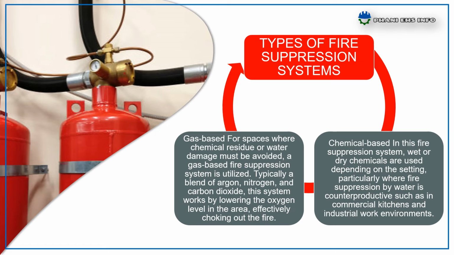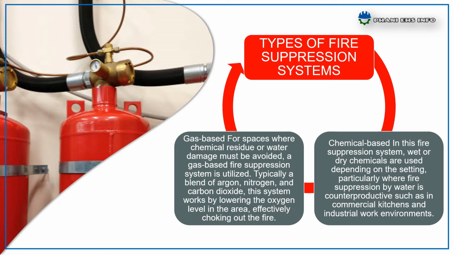And gas-based, for spaces where chemical residue or water damage must be avoided, a gas-based fire suppression system is utilized. Typically a blend of argon, nitrogen, and carbon dioxide, this system works by lowering the oxygen level in the area, effectively choking out the fire.